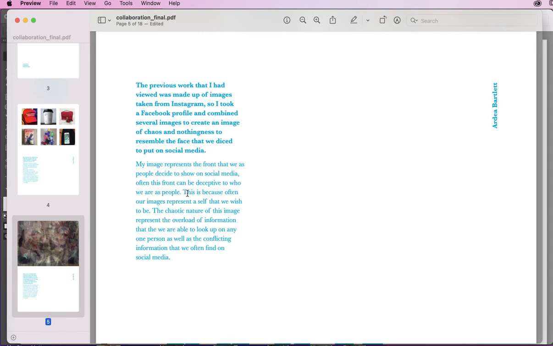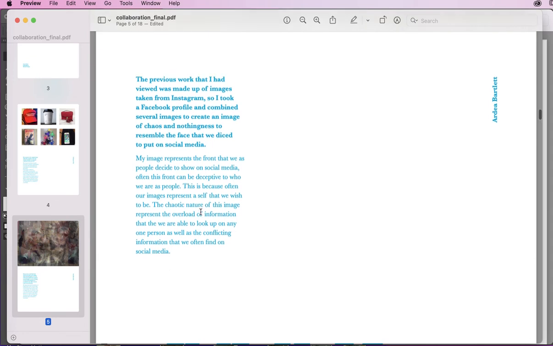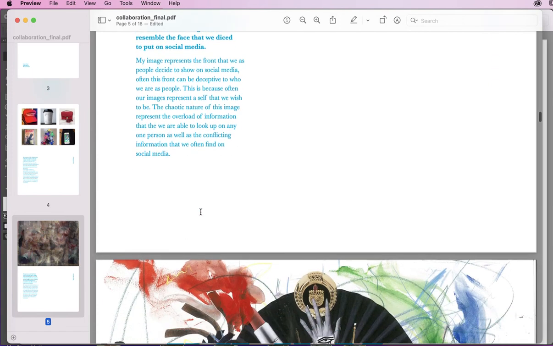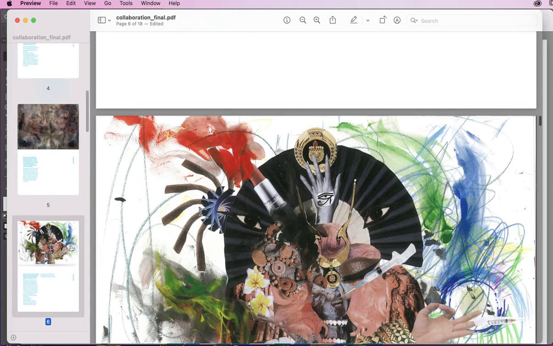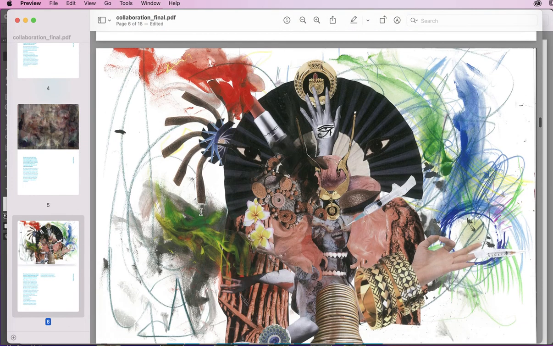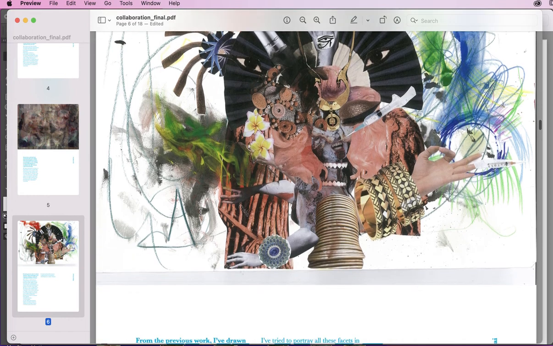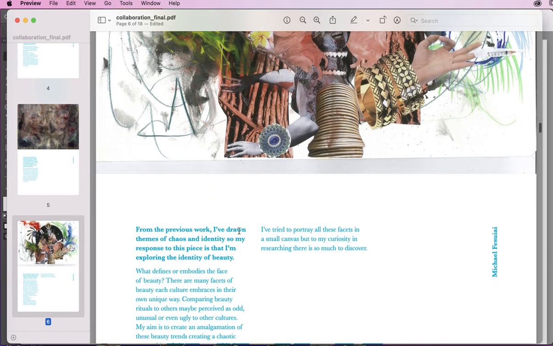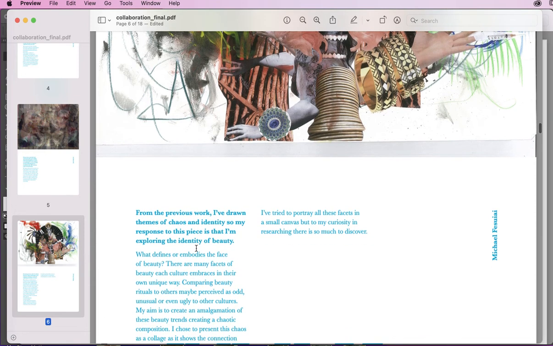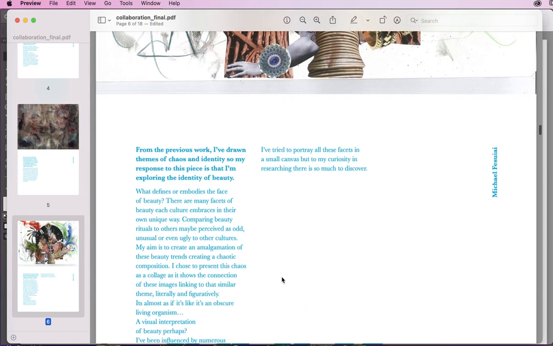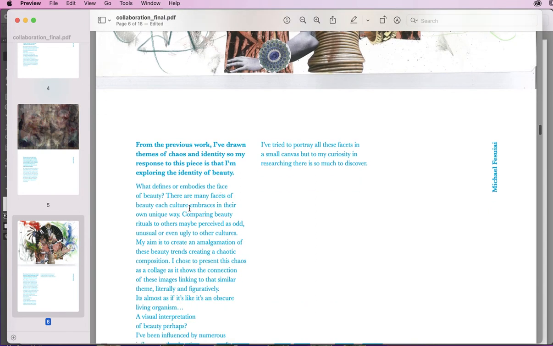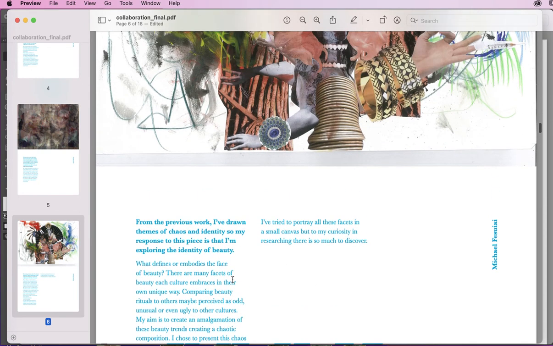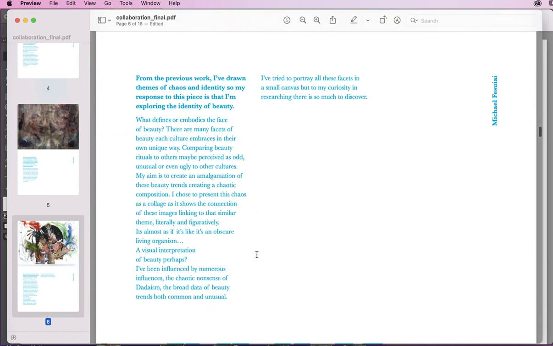So it's taking what people decide to show on social media and kind of mashing them together. So it's kind of representation of self. The next person's come along and done this image. And they have basically said, from the previous work, I've drawn themes of chaos and identity. And so my response to this piece is that I'm exploring the identity of beauty. What defines or embodies the face of beauty? And so they go through and they add in this piece of writing.